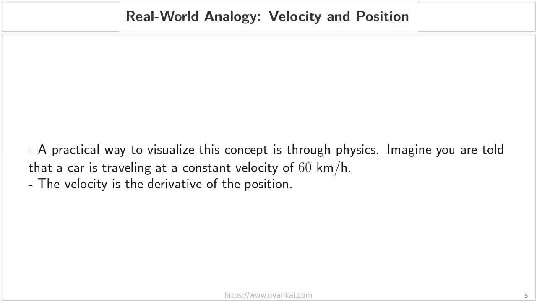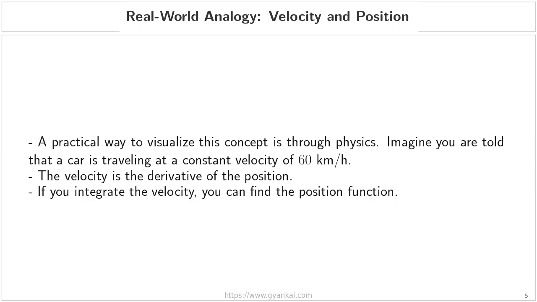Remember from our earlier discussions that differentiation gives us the rate of change. Position changes over time, and velocity describes that rate of change. Therefore, velocity is the derivative of position. Then it says, if you integrate the velocity, you can find the position function. This is the reverse process we've been learning about. Integration allows us to go from the rate of change, the velocity, back to the original function, the position.